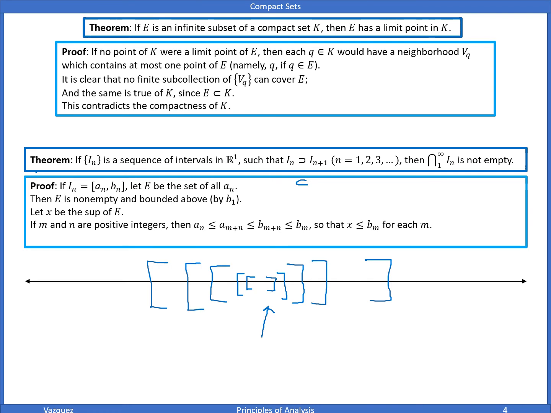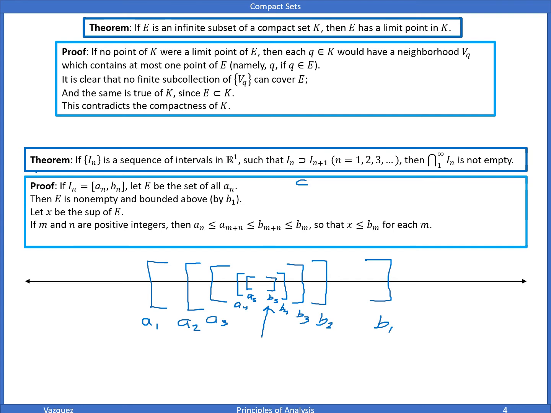So let's say this one is A sub 1. This one is B sub 1. There we go. This one would be B sub 2, this one would be A sub 2, this one would be A sub 3, A sub 4, A sub 5, B sub 5, B sub 4, B sub 3. There we go. We're nesting the closed intervals. Sorry about that. Anyway, we're going to let x be the supremum of E.